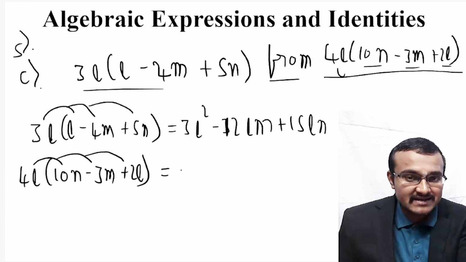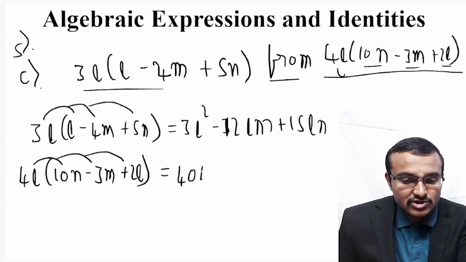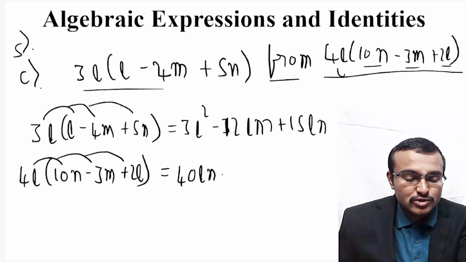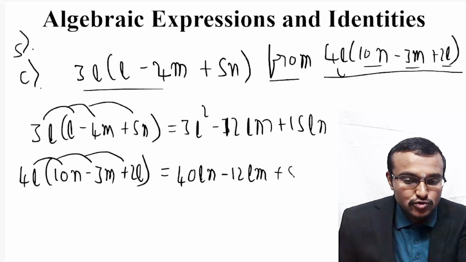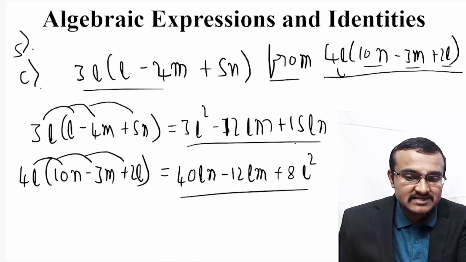So 4l into 10n: 4 into 10 is 40, l into n is ln. 4l into minus 3m: 4 into minus 3 will be minus 12, l into m will be lm. 4l into 2l: 4 into 2 will be 8, l into l will be l square. So now we have got this expression.